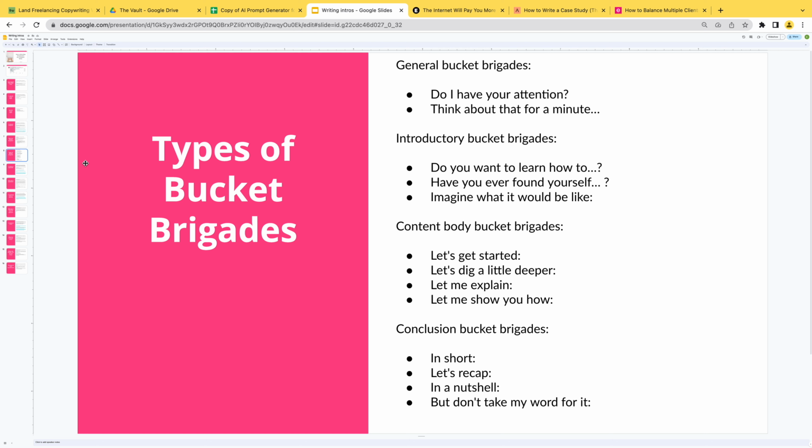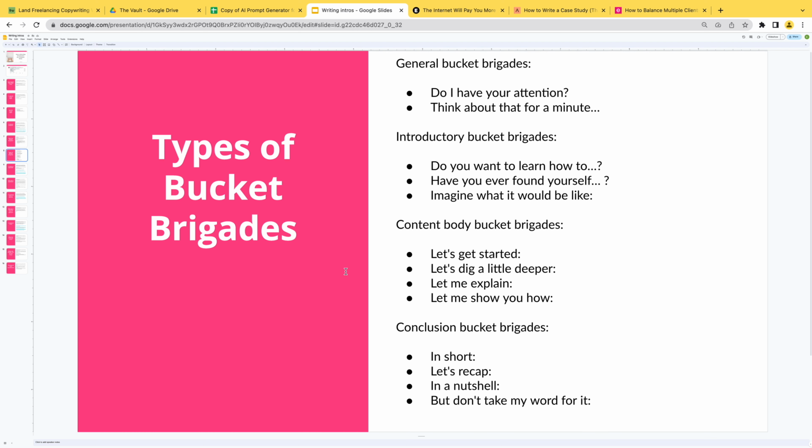But for a blog post, do you want to learn how to? You can structure it that way. Do you want to learn how to make money writing? Yes. Okay, then I'm going to keep on reading, kind of thing. Throughout your content, you can add things like, let's get started, let's dig a little deeper, let me explain, let me show you how. Those are all great ways to break up your writing in your subtopics to add those bucket brigades. And then in your conclusion, you can even do something like, in short, let's recap, in a nutshell, but don't take my word for it, kind of thing.